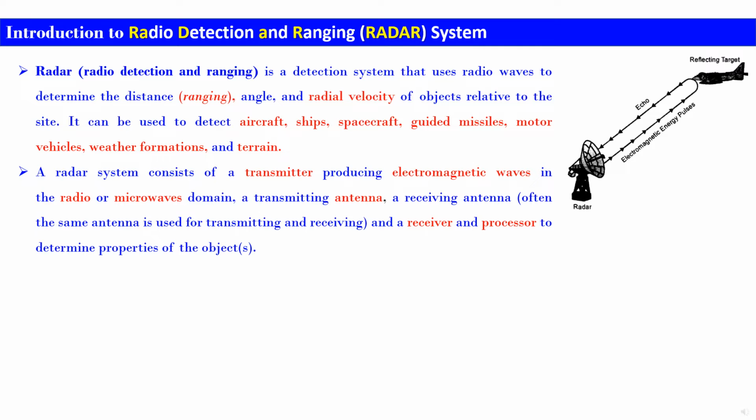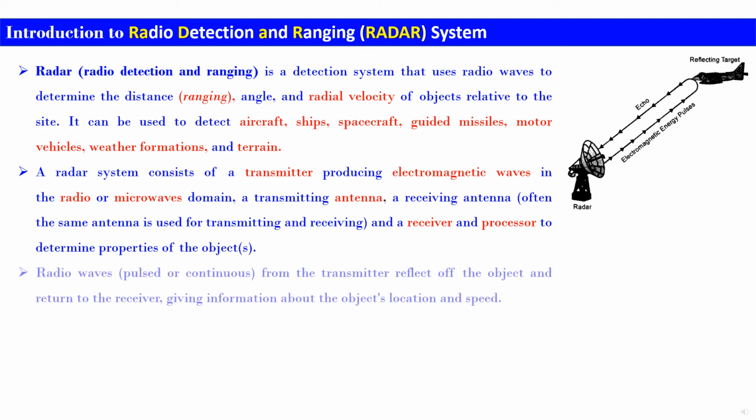Electromagnetic energy pulses are transmitted, get reflected from the target and are received as an echo that will give you the detection time. Similarly, radio waves, pulsed or continuous, from the transmitter reflect off the object and return to the receiver, giving information about the object's location, speed, etc.